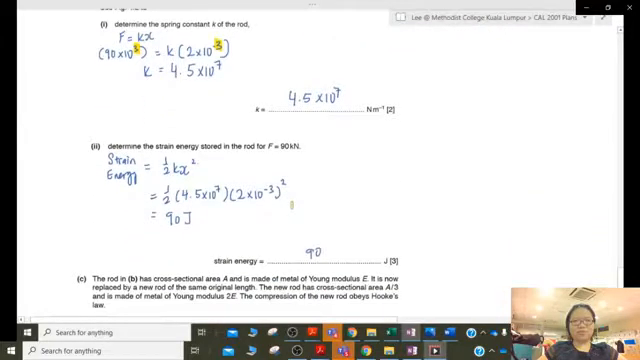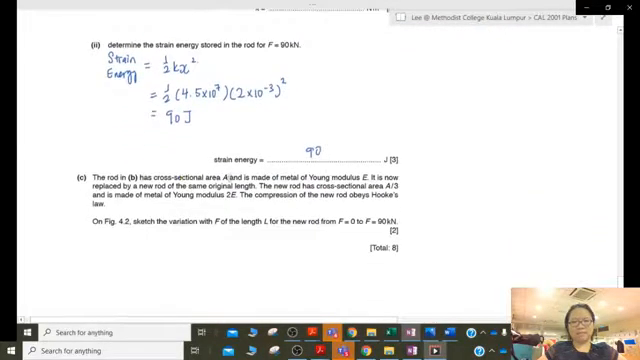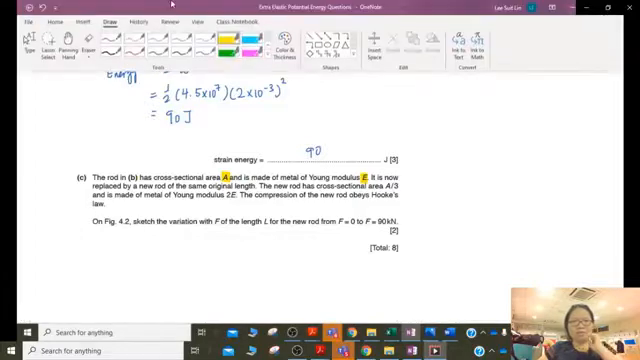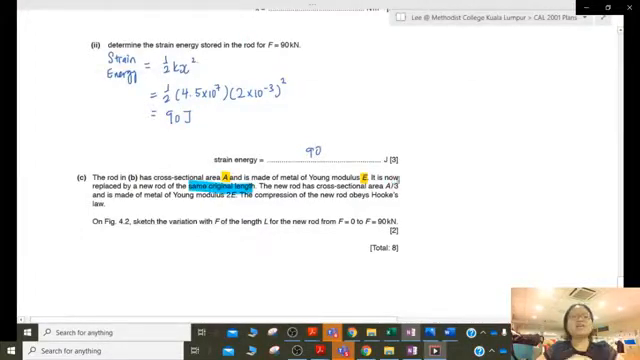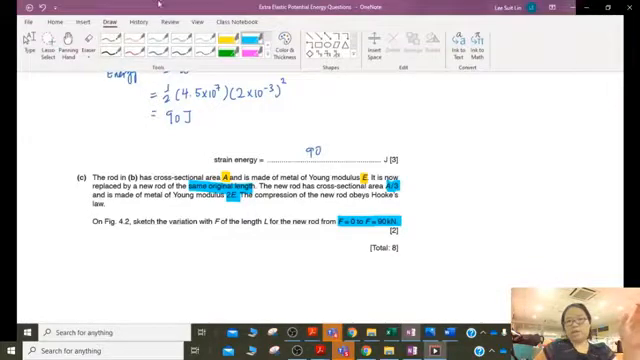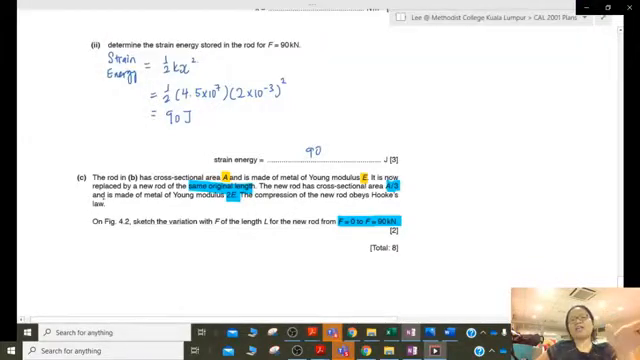So again, all the prefixes, don't forget, don't mess up like me just now, or mess up like me and then make correction. So now we are going to replace it with a new rod. The new rod has double the Young modulus but 1/3 the area and the same original length. Okay, so you're asked to sketch the line on the graph from 0 to 90 kilonewton.